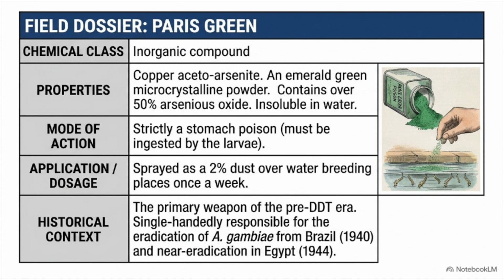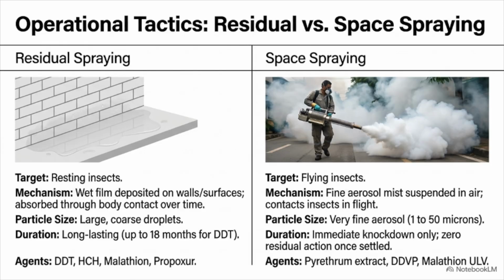Historically, it was the primary weapon of the pre-DDT era, single-handedly responsible for the eradication of Anopheles gambiae from Brazil in 1940 and near eradication in Egypt in 1944. When it comes to operational tactics, there are two major approaches: residual spraying and space spraying.